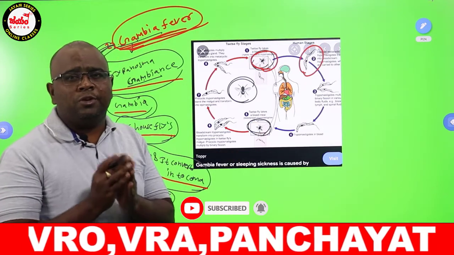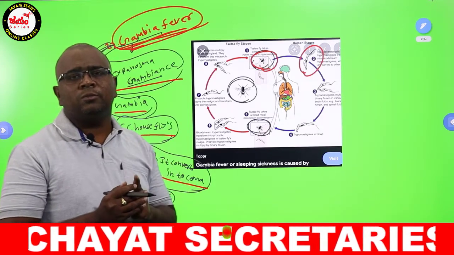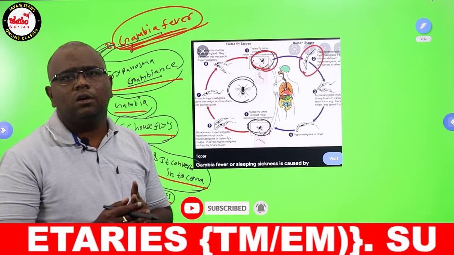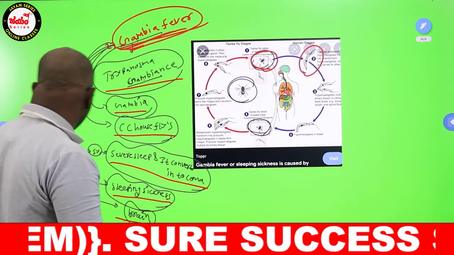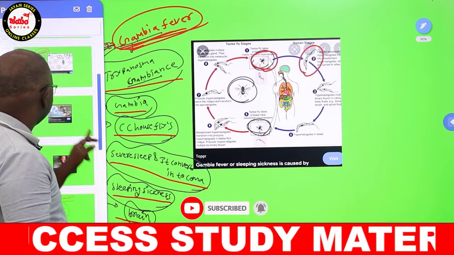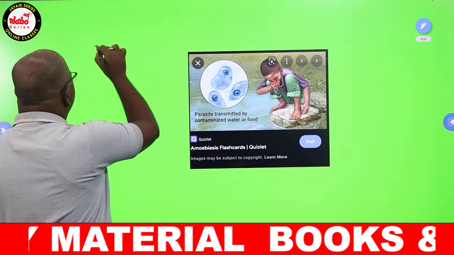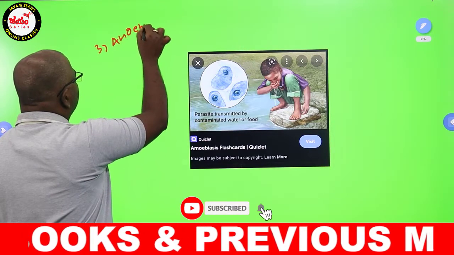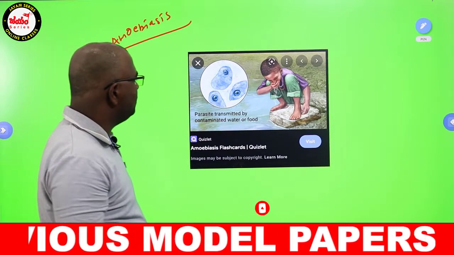Of the 4 protozoan diseases, 2 diseases are completed. The first disease, malaria, is completed, and the second disease, Gambia fever, is completed. And the next disease is amoebiasis.